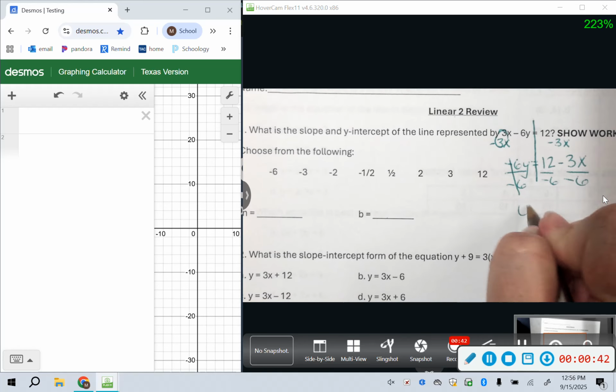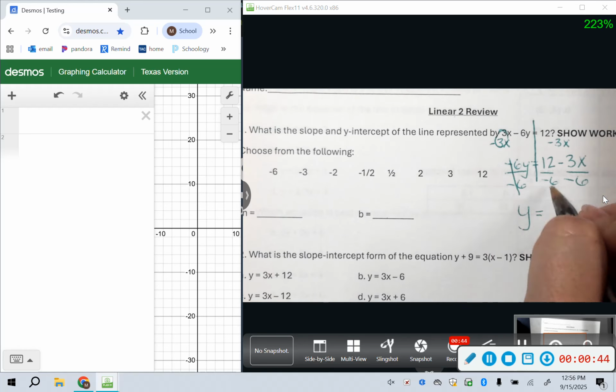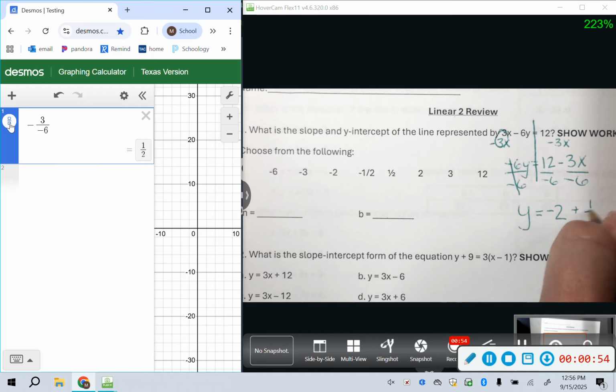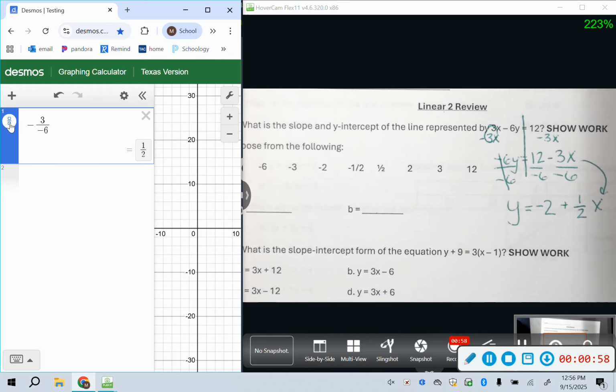These cancel. Y is now by itself. 12 divided by negative 6 is negative 2. Be careful, I saw this mistake quite a bit. Negative 3 divided by negative 6 is positive a half. So plus 1/2, don't forget your x. Okay, so this is our equation.